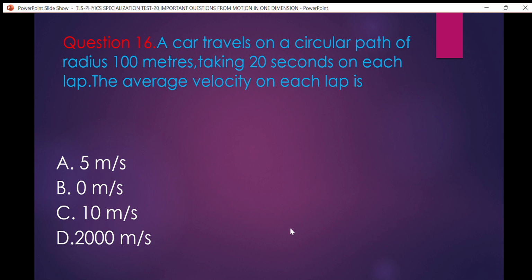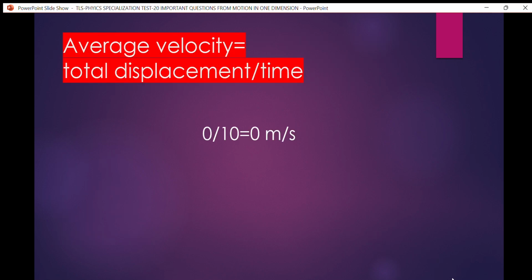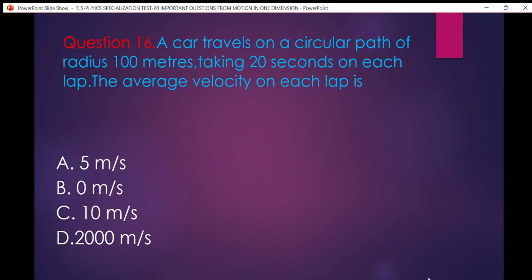So basically, you know this average velocity formula. Average velocity is nothing but total displacement by total time, right? So when it completes one lap in a circular path, the total displacement will be 0 and the time taken is 10 seconds. So the correct answer will be 0 by 10, it will be 0 meter per second. So the average velocity is considered as 0 meter per second.